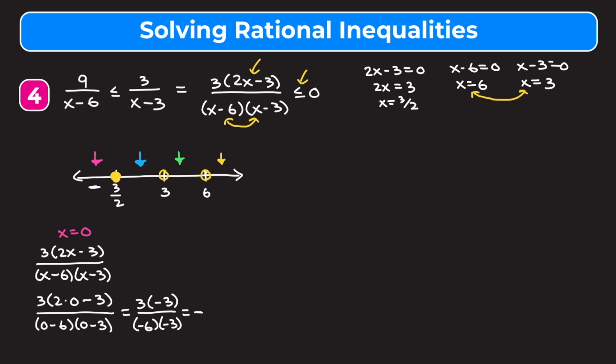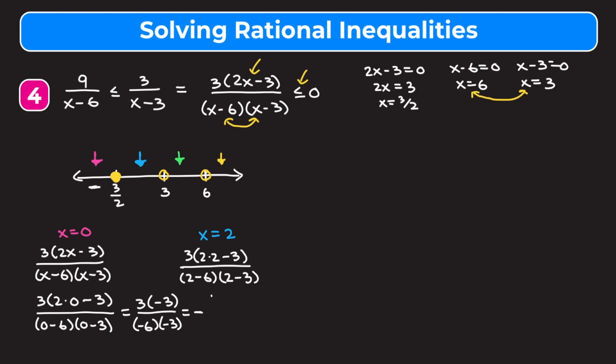So now let's pick a value in this blue part of our number line. So something between 3/2 and 3. So let's pick x equals 2. Plug it into this factored form that we were using for x equals 0. So we're going to have 3 times 2 times 2 minus 3 on the top. On the bottom, we have 2 minus 6 times 2 minus 3.